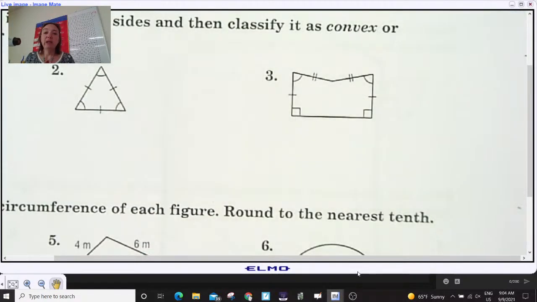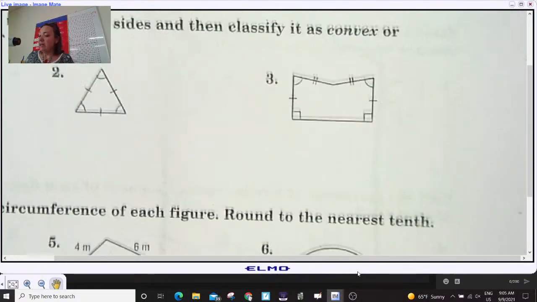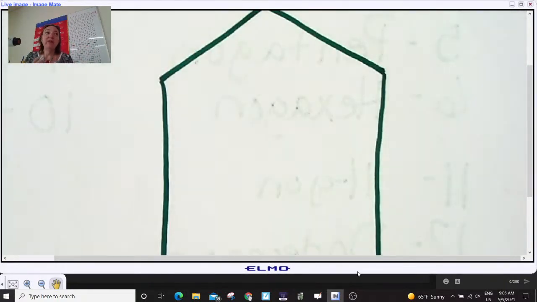Look at number 3. How many sides, first of all? So it's called a pentagon. Is it convex or concave? Concave. Regular or irregular? Irregular. Okay. All right. So that is classifying shapes.